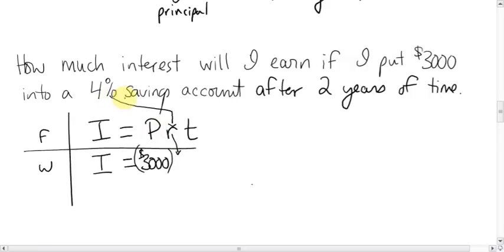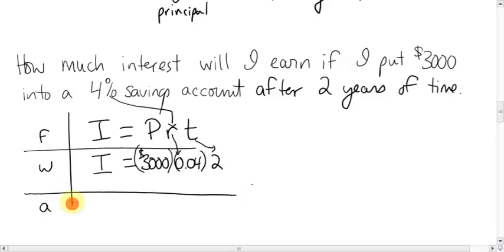4%. Remember, the way you convert percents to decimals is you move the decimal 2 spots to the left. 1, 2. It's not 0.4, it's 0.04. The time in years is 2, after 2 years of time. So time, we'll sub in as 2. And so that's my work.